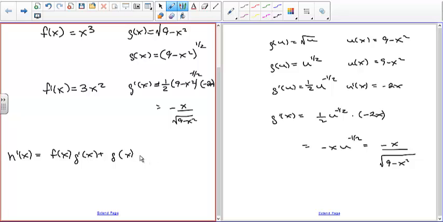First times the derivative of the second plus the second times the derivative of the first. So now this is the key part. When I plug these in, I'll have x cubed, and I don't have to put a parenthesis, but I would definitely put a parenthesis for the next part.